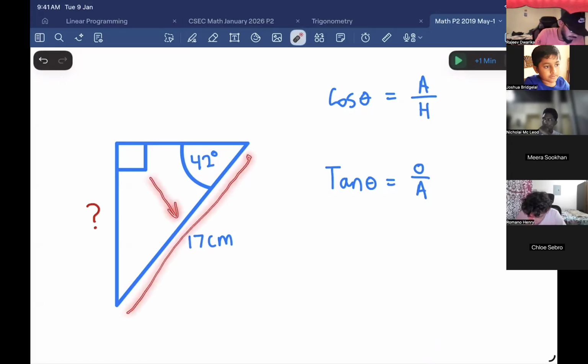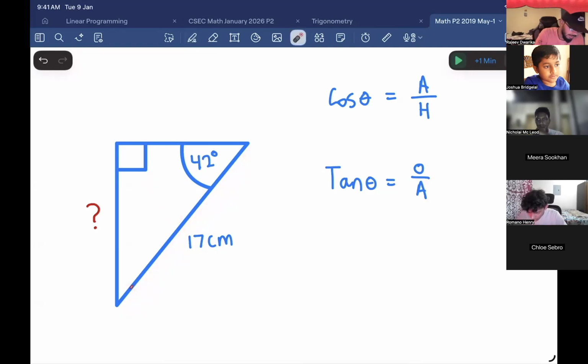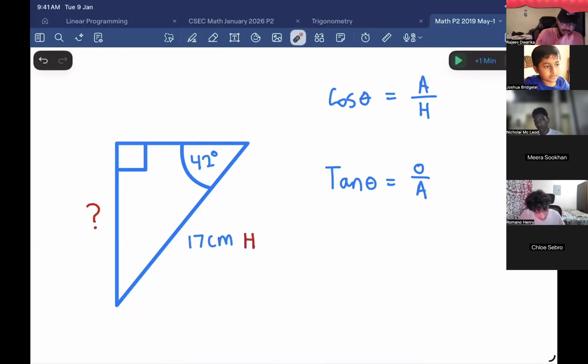The adjacent. No, the side opposite the right angle is always the hypotenuse. The hypotenuse is the longest line in a triangle, and it's always the slant length. So, Chloe, if you're dealing with a right angle triangle, opposite the right angle will always be the hypotenuse, right? Understand? Yes, sir. All right.